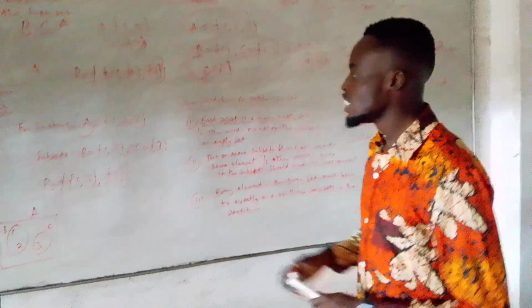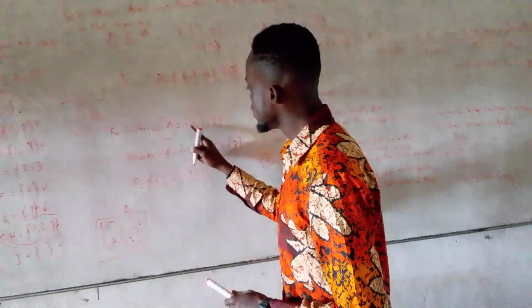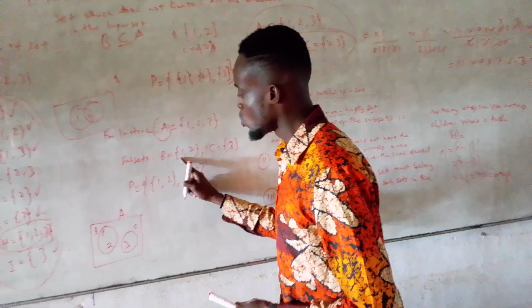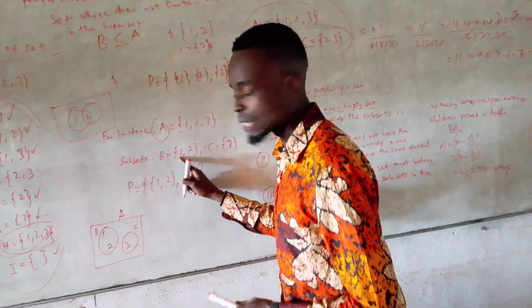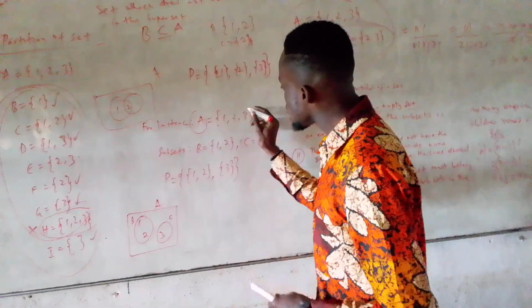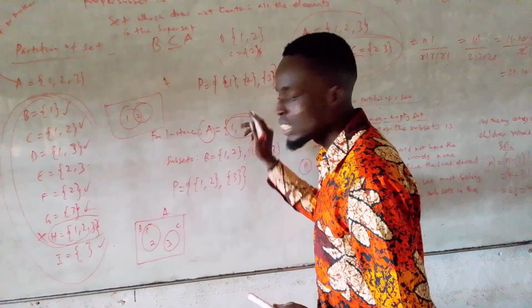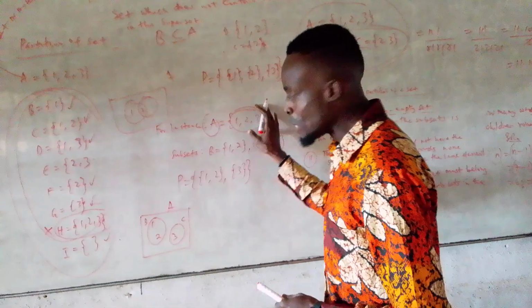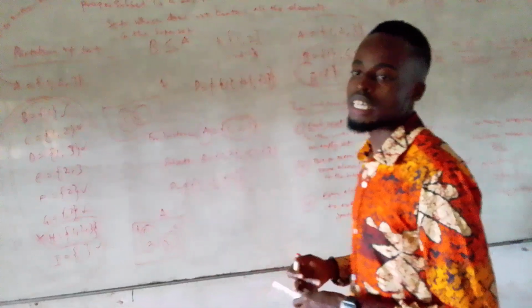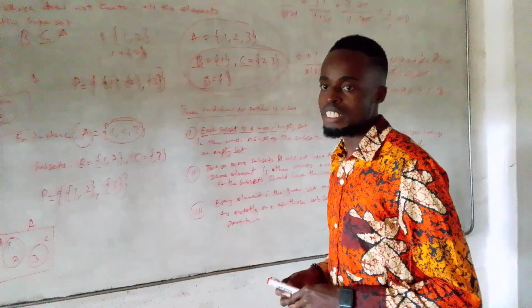What does that mean? You can see that we have three elements in set A, right? What is the first element? 1. It belongs to what? Subset B. We have 2. It belongs to subset B. Then we have 3. So you see that every element in the given set belongs to exactly one of the subsets. Do you get that point now?